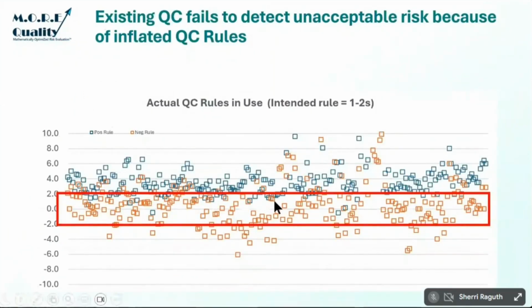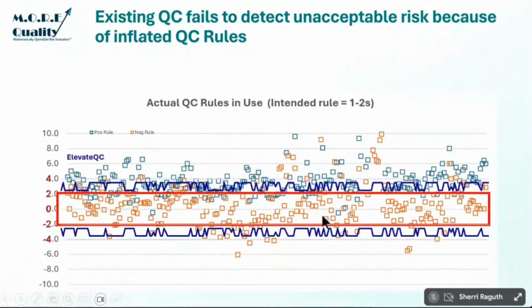So these are the actual rules in use. They're all over the map. These are the rules that we would use. Sometimes it's a 2.5S, sometimes it's a 3S, sometimes it's a 3.5S. So at the high level here, it's a 3.5S. These dips are a 1.3S, and the lowest you ever go to is a 1-2.5S.